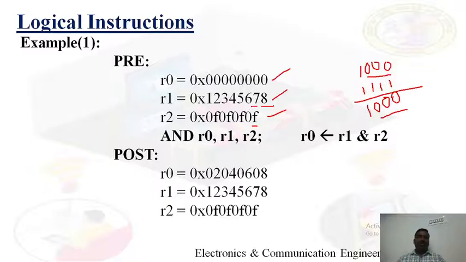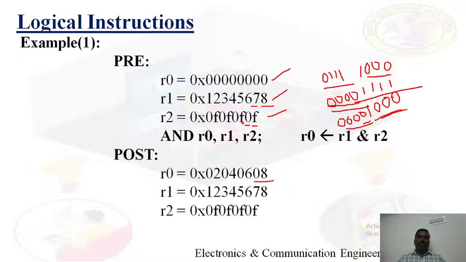Now let us consider the upper nibble in the lower byte, that is 7. 7 means 0 1 1 1. Then this nibble is 4 zeros. Now AND these two. 0 ANDed with anything, you will get 0. So here it is 0 and this is 8, so the result is 0 8.